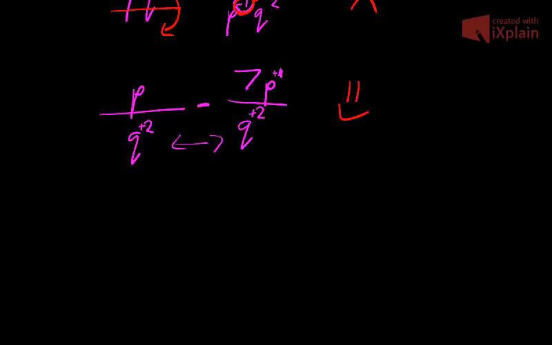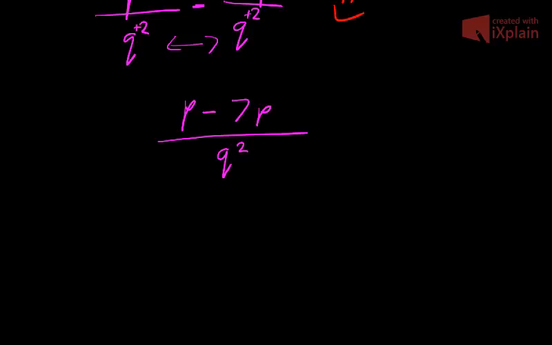And what we're going to get is p minus 7p divided by q squared. P minus 7p is going to be negative 6p divided by q squared. And just like that, we are good to go. That's as simplified as we can get, so we're going to stop right there.